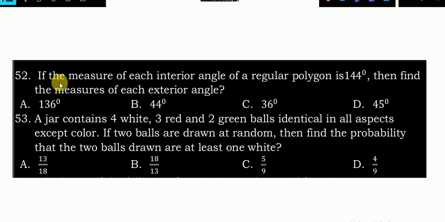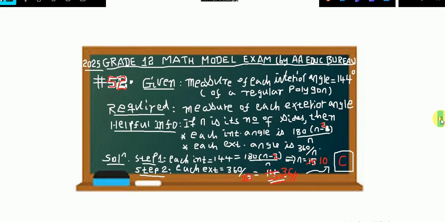Problem number 52. If the measure of each interior angle of a regular polygon is 144 degrees, then find the measure of each exterior angle. The measure of each exterior angle. In the geometry of regular polygons, there are some important factors which are useful in solving problems. We have to recall those factors to solve this problem.